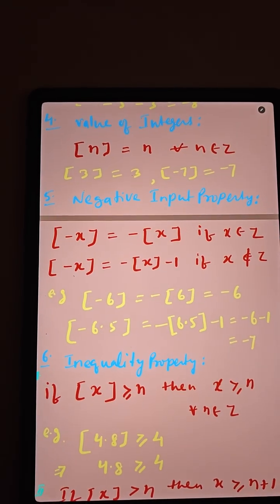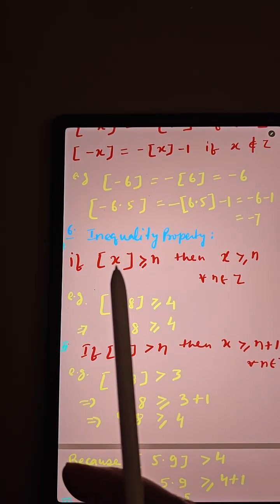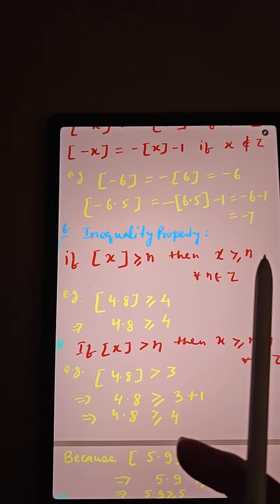Okay. Now come to the inequality property. If the greatest integer function of x is greater than or equal to n, then x will be greater than or equal to n.